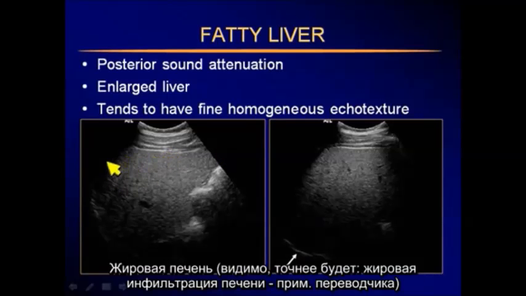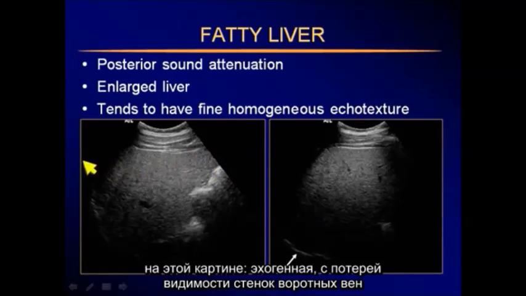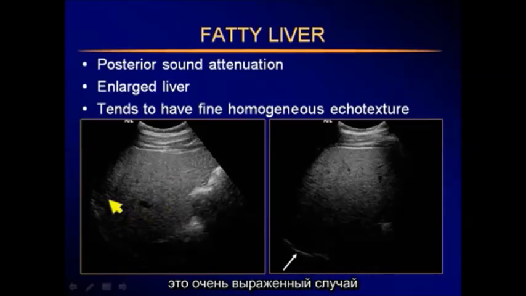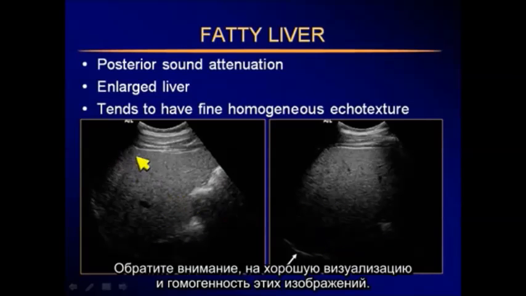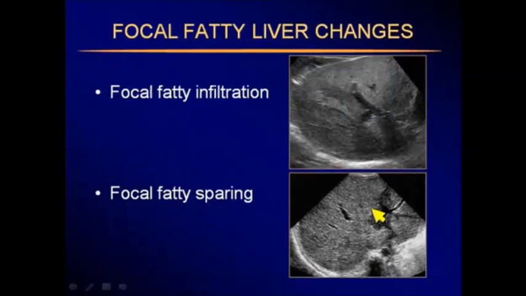Fatty livers are of this pattern, echogenic, with loss of portal vein walls. When it's a very pronounced case, there's so much attenuation that we can't even image the hemidiaphragm, as in this case. We've tried to increase the TGC curve posteriorly, and we cannot fill in with echoes. Notice how nice and homogeneous this pattern is.